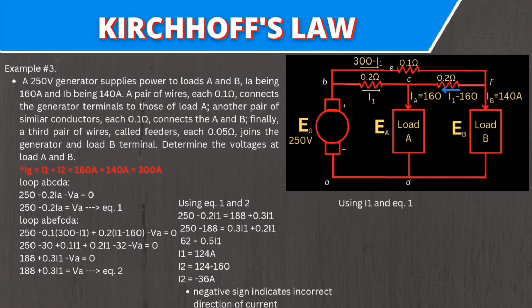The negative sign of I sub 2 indicates that the direction of the current should be from F to C, not C to F. Using the value of I sub 1 and equation number 1, 250 minus 0.2 times 124 is equal to V sub A. So V sub A is equal to 225.2 volts. And V sub B is equal to V sub A minus 0.2 I sub 2. 225.2 minus 0.2 times negative 36. That will result in 232.4 volts.